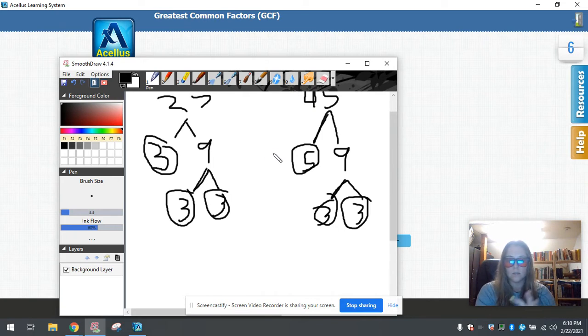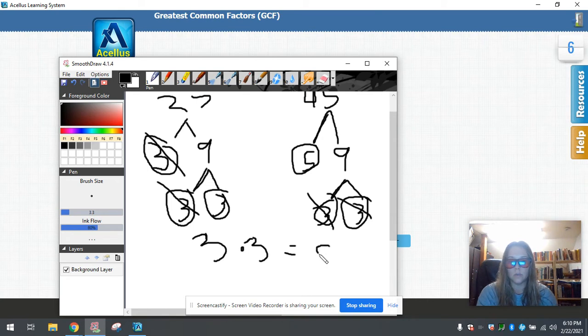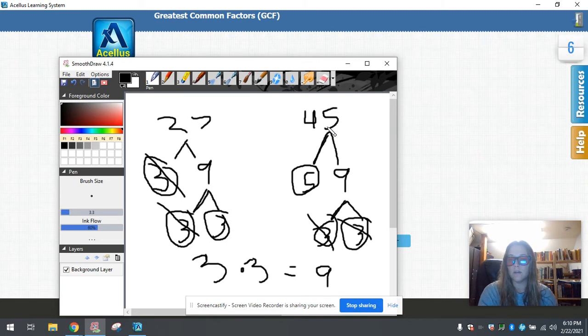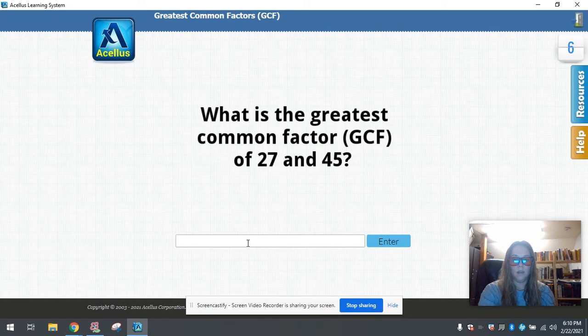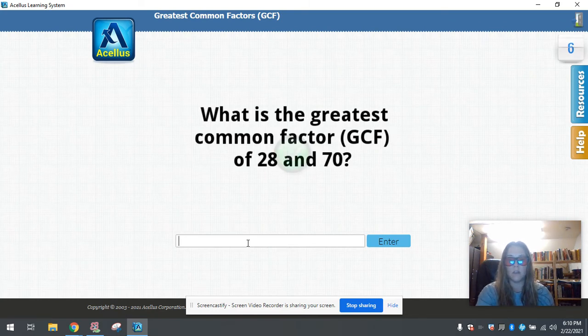We look for matches. Here, we've found a match of 3's. We've got 1 3. Okay, times. They don't have a matching pair of 5's. They do have another matching pair of 3's. Times 3. So if I do 3 times 3, I'm going to find my greatest common factor, which will be 9. 9 fits evenly into 27 3 times. It fits evenly into 45 5 times. 9 is the greatest common factor of 27 and 45.